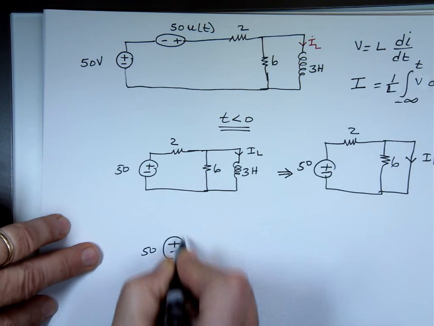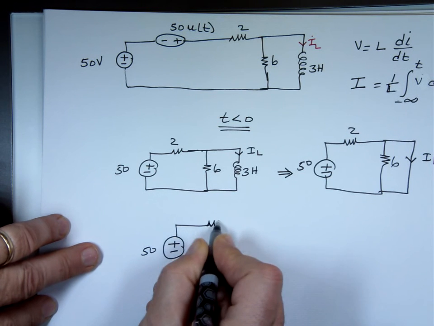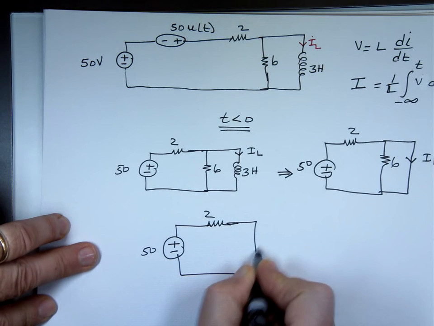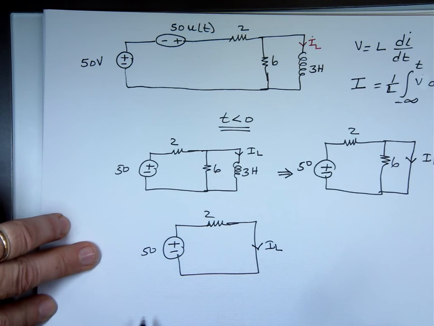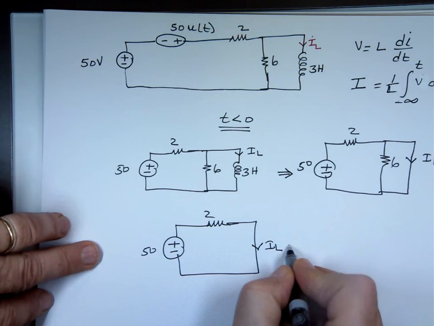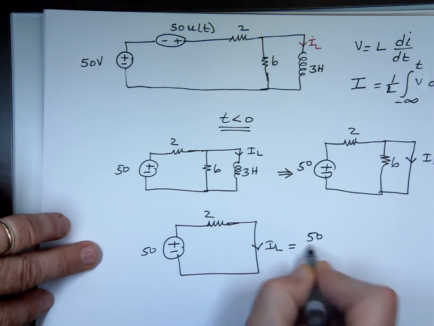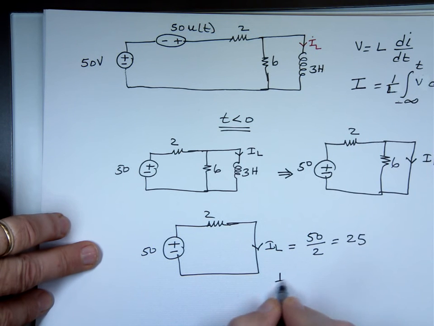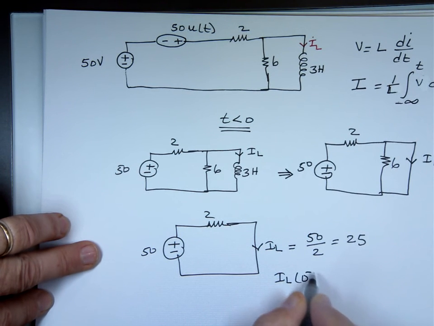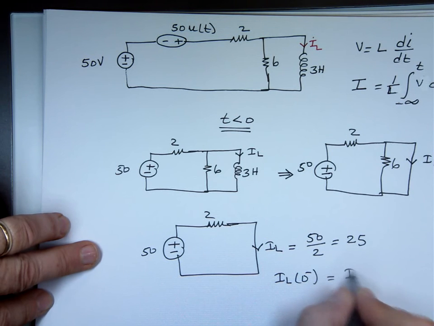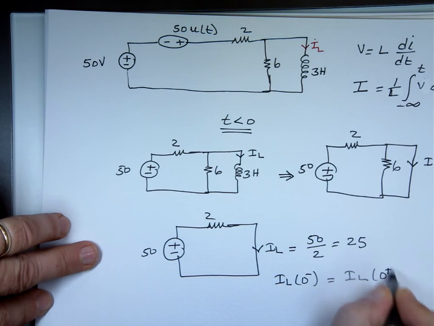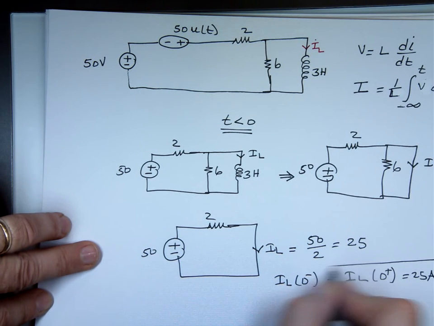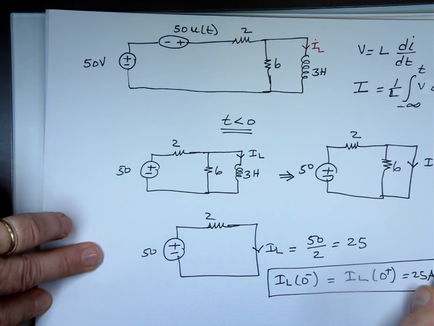It's whatever's through the 2. So Ohm's law says the voltage, 50 divided by 2, which is what? 25. So the current through the inductor at 0 minus, which will be the same as the current through the inductor at 0 plus, is going to be 25 amps. We're going to need that later to find K. Let me box it. I'm going to need it.